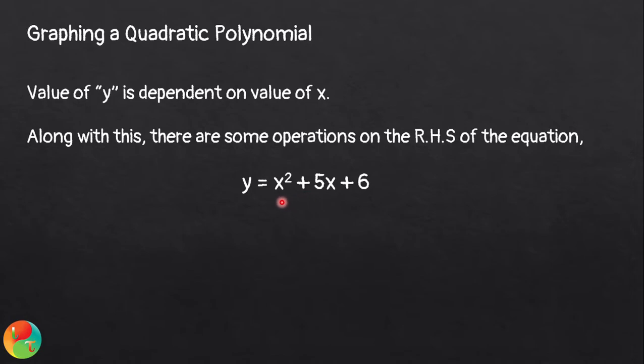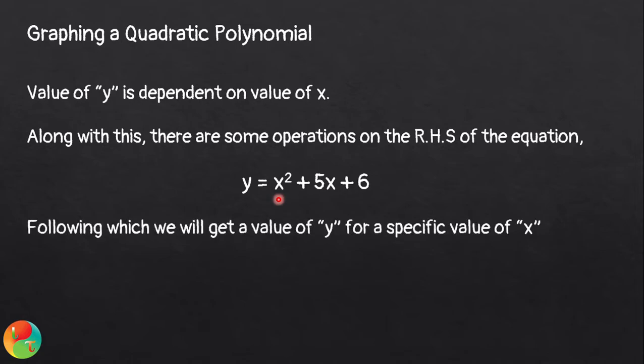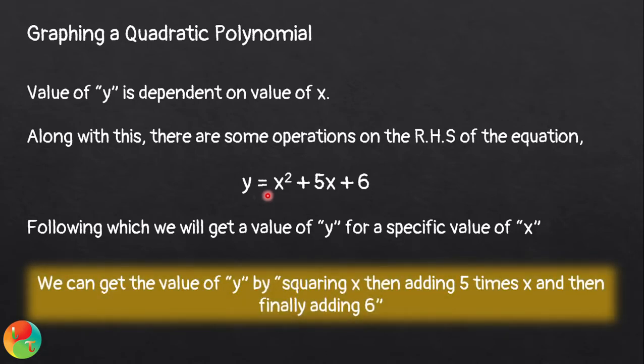Along with this, there are some operations on the right hand side of this equation. This is the equation and this is the right hand side of the equation. We can see some operations on the right hand side involving the variable x. Following these operations, we will get the value of y for a specific value of x. For any value of x that you plug in the right hand side, you will get a corresponding value of y. Now we can say that the right hand side is acting as a rule that is applied on the value of x, which will give us the value of y.